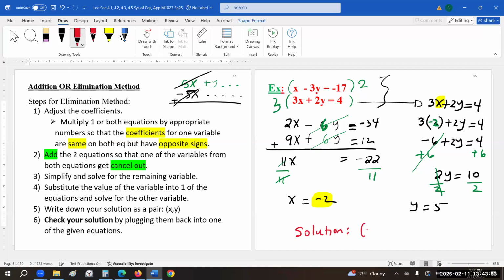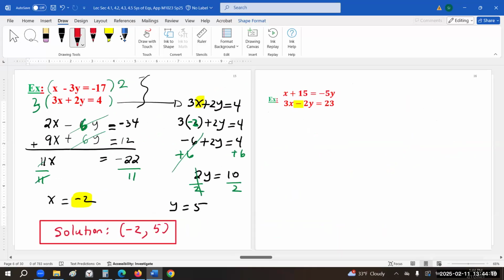So the solution comes as a pair, negative 2, 5. Again, you don't have to get rid of y. You can actually get rid of x first. But it's good to know the methods to eliminate any one of the variables. In the next one, let's say I want to get rid of x.